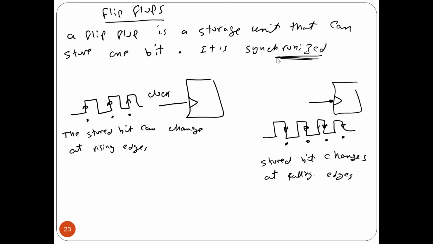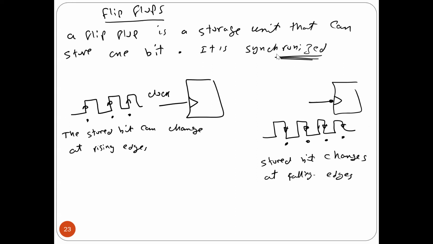This one is synchronized, which means, as I said before, they have what we call a clock. They have an input for a clock. If the block of the flip-flop has a triangle this way, that means this is a positive edge. But if there is a bubble this way, that means it is a negative edge.